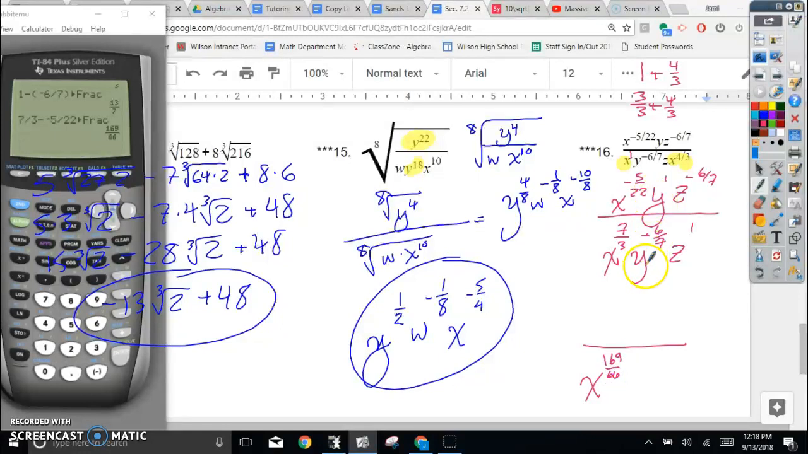Now, for the y's, we already did this, okay? So we have y to the 1st is larger on top, and this would be 1 minus -6/7, so that becomes plus. So this is 13 over 7. Z is larger on bottom. It's the same thing, 1 minus -6/7, which is still this. So this is 13/7 again. And that would be it for this section.